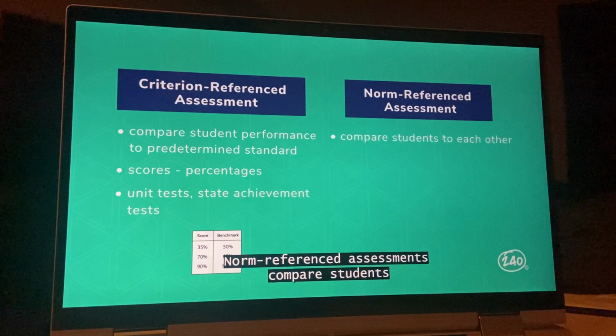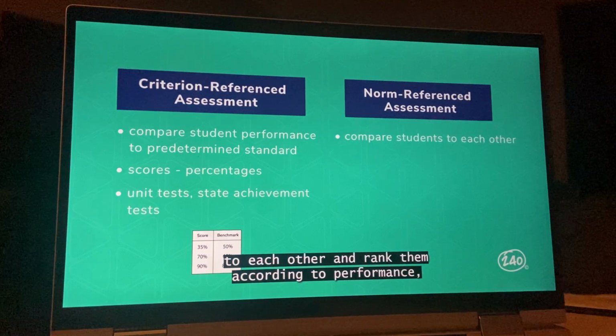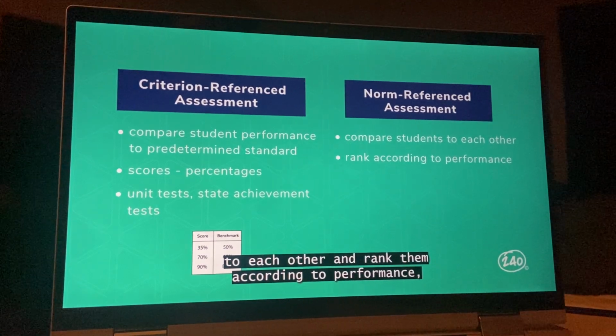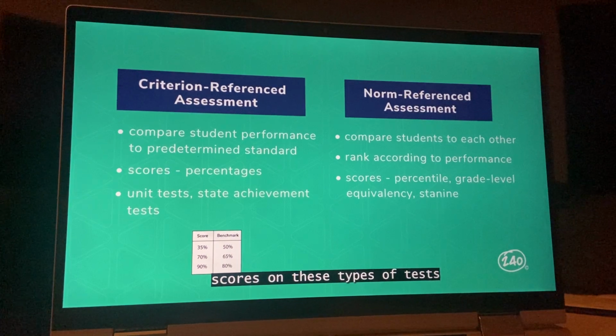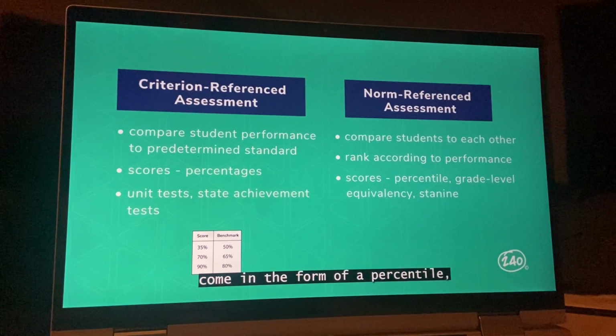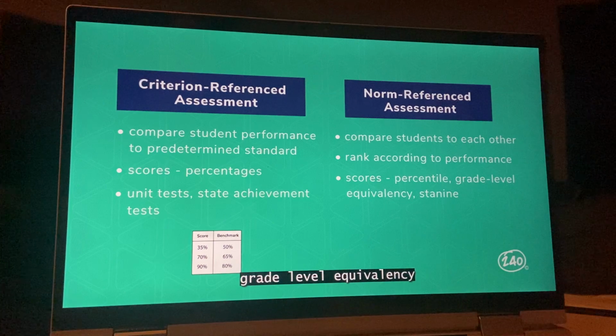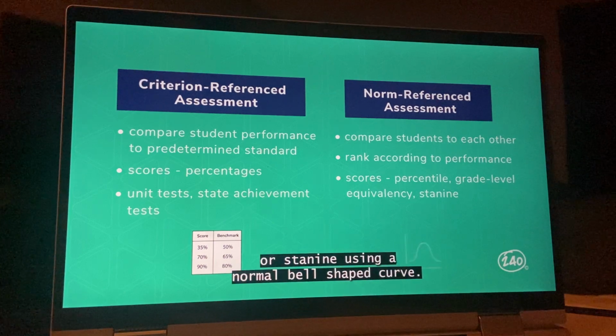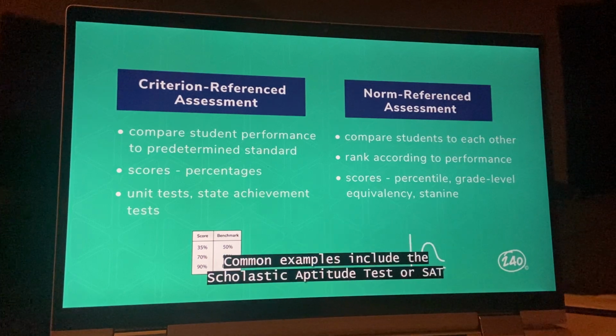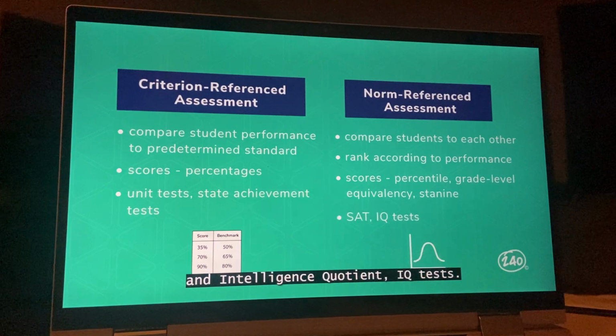Norm-referenced assessments compare students to each other and rank them according to performance. Scores on these types of tests come in the form of a percentile, grade level equivalency, or stanine, using a normal bell-shaped curve. Common examples include the Scholastic Aptitude Test, or SAT, and Intelligence Quotient, IQ tests.